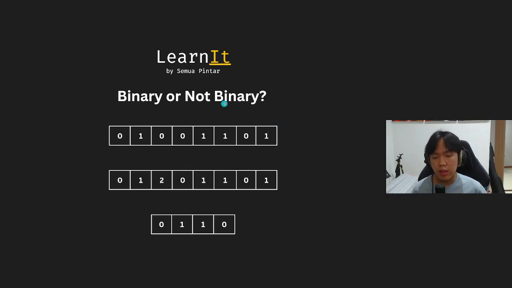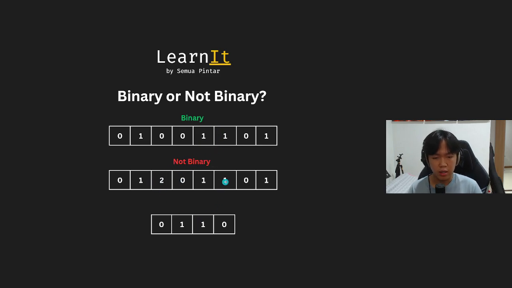Okay, so now let's play a little game. Let's identify whether these are binary or not binary. The first one here, if you analyze it briefly, of course it is binary because it contains only zeros and ones, and it's also in the appropriate format. However, the second one here, as you can see, since there's a 2, therefore it's not binary.